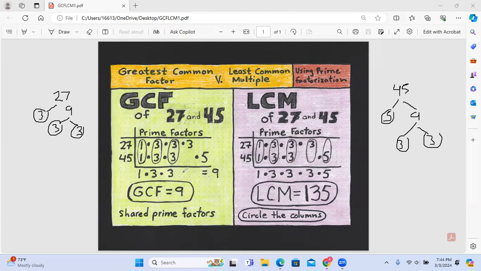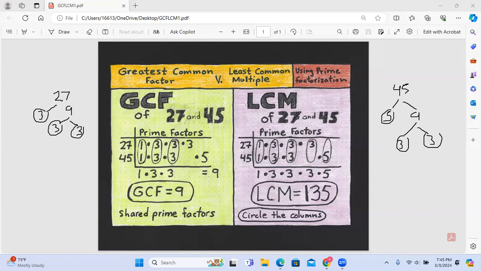The good news is that we get to use these same prime factors for the least common multiple. The least common multiple is kind of like this. If I were to count by 27, and then if I were to count by 45, what is the first number that they share together when counting by 27 and when counting by 45? We're going to use those same factors, 1 times 3 times 3 times 3 for 27, and 1 times 3 times 3 times 5 for 45.